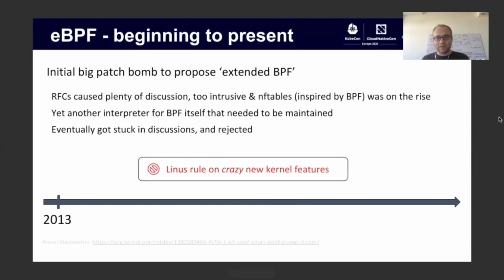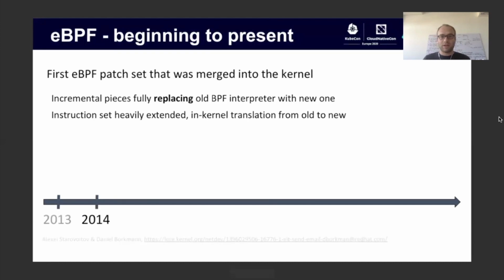So you can see here that the Linux crazy rule on new kernel features that I mentioned earlier applied. You need to chunk it up into small incremental pieces to give a safe and cozy world. And in 2014, we reworked the whole patch set and made it mergeable, and it also got merged into the kernel. So that's the initial code on eBPF that we had. What it did was basically replace the old BPF interpreter entirely, so the kernel wouldn't have the old tcpdump one anymore, but instead the new eBPF one.